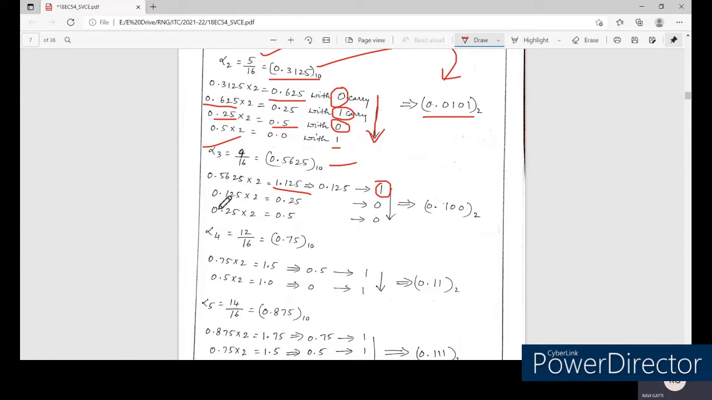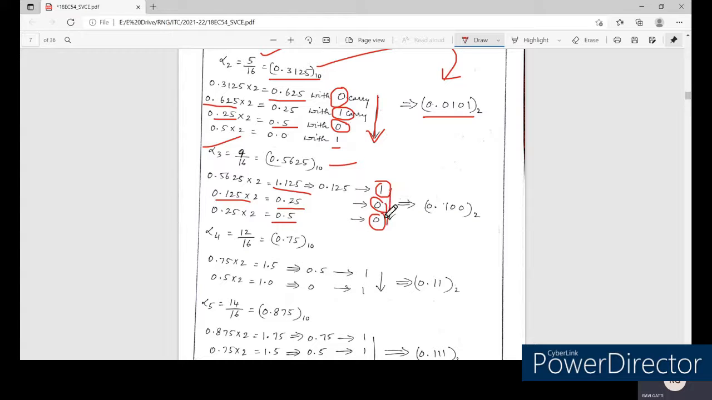So you take this 0.125 and multiply with 2. What you will be getting is 0.25. Since you did not generate a carry, you represent it as 0. Similarly, you take this 0.25 and multiply by 2. You will be getting 0.5. Since you did not generate any carry, you represent it as a 0.